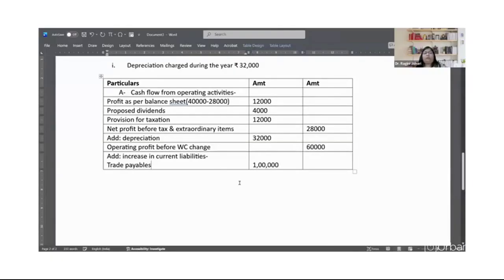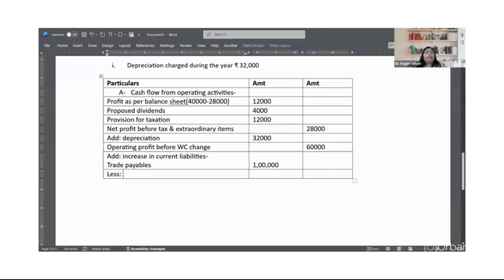Okay. Then what next? After trade payables, do we have any other current liability which is increasing? I don't find any, right? Now we go to the subtraction part. So, less.